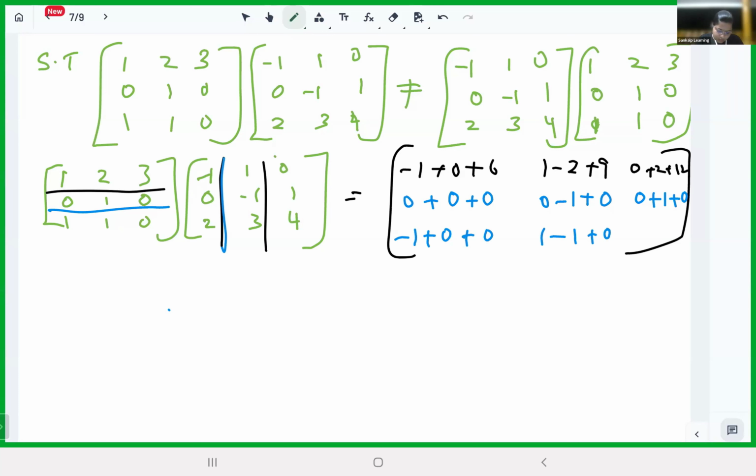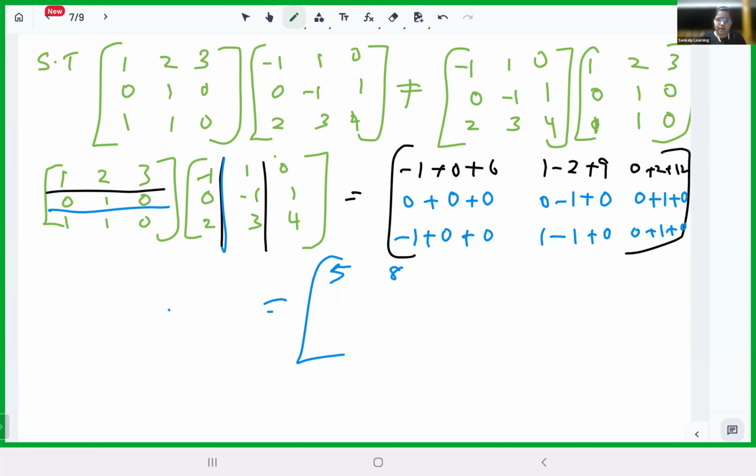Okay, so 1 into 0 is 0. Then plus 1 into 1 is 1. And then 0 into 4 is 0. Okay, now what is the value? Minus 1 plus 6. Minus 1 plus 6 is nothing but 5. Then 1 minus 2 is minus 1. Minus 1 plus 9 is 8.